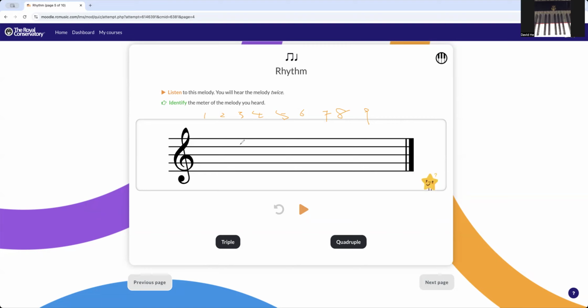What is the meter? What is the time signature here? Is it 4/3 or 4/4? So it's not important whether it's quadruple or triple right now. We're going to write down this melody together. Let's listen to that again. Oh, sorry, I cannot do this. Okay, I can hear.